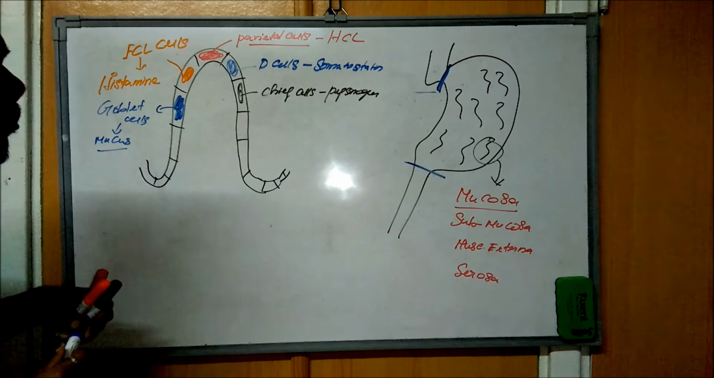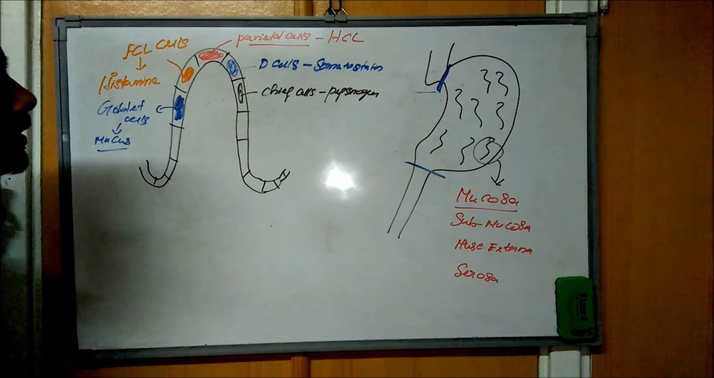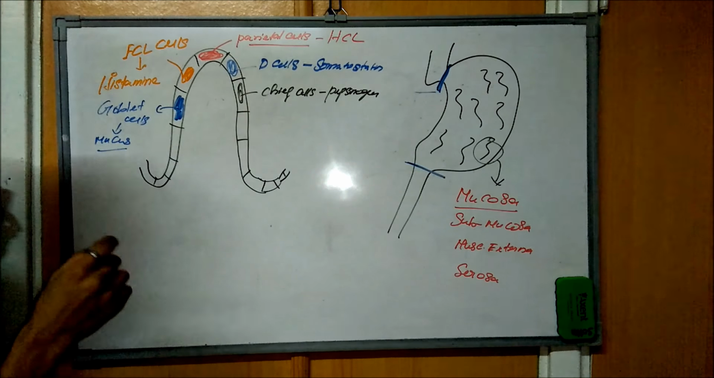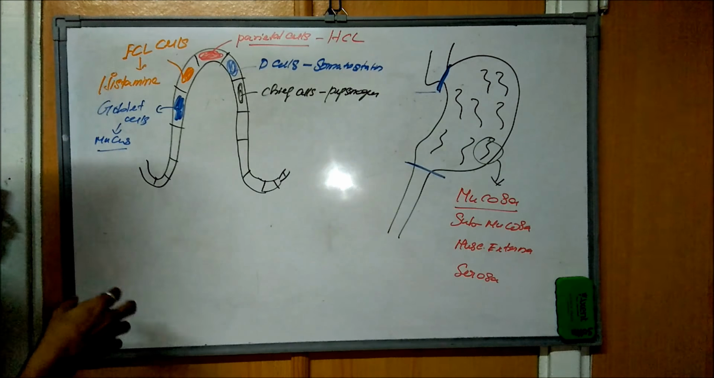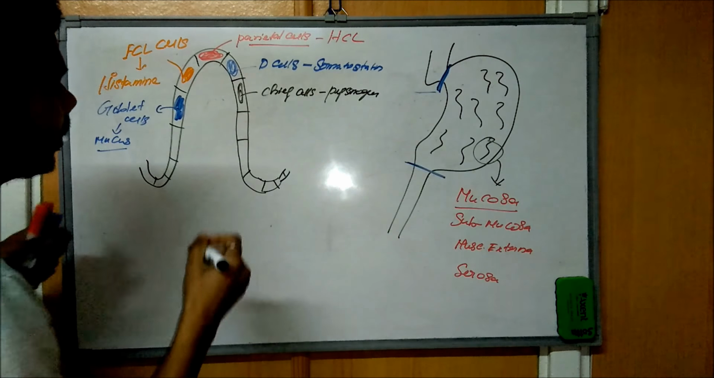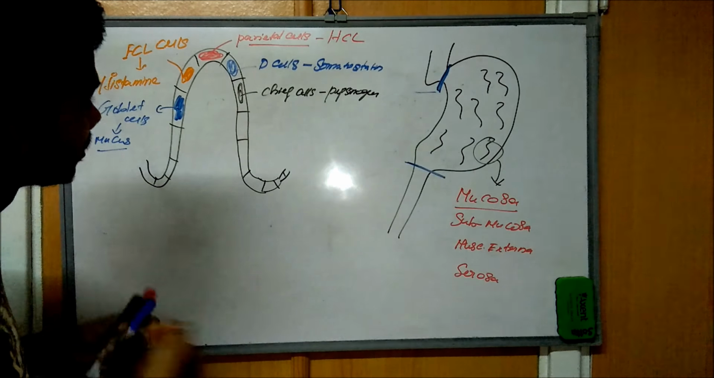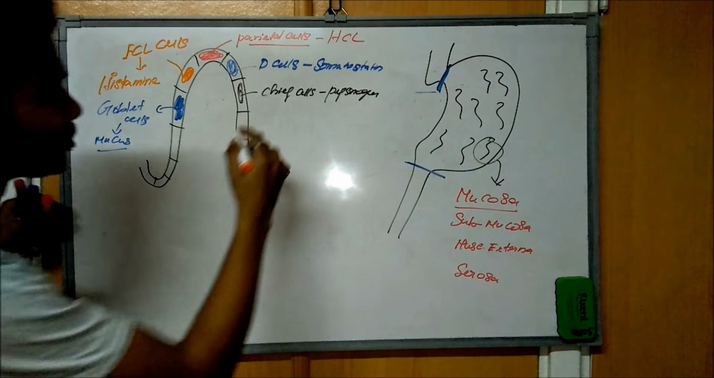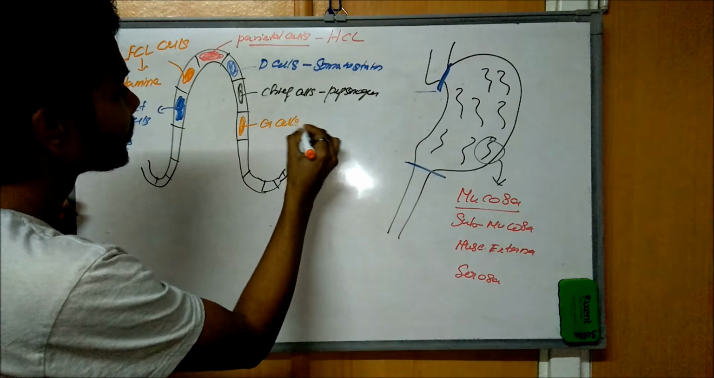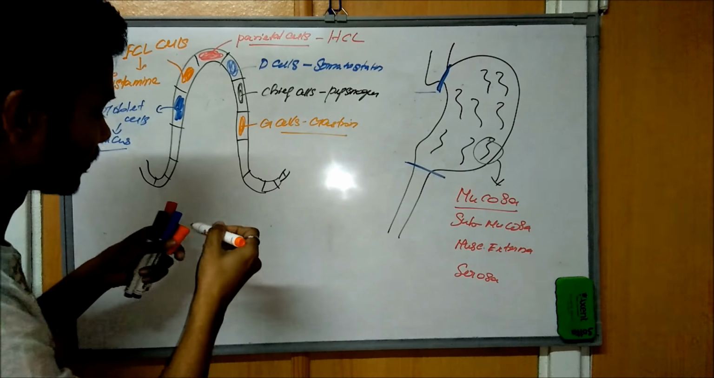So we have parietal cells which produce HCl, D cells which produce somatostatin, chief cells which produce pepsinogen, ECL cells which produce histamine, goblet cells which produce mucus, and finally one more cell, the G cell, which produces gastrin.